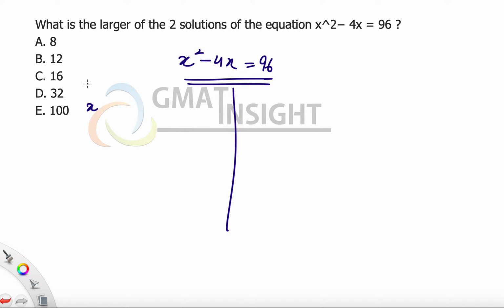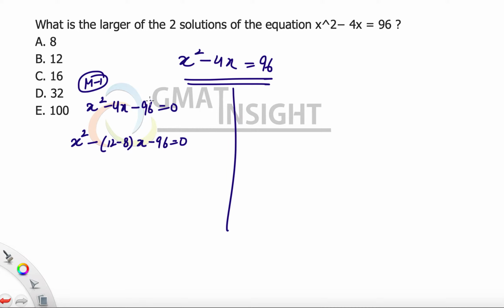So the first method is method number 1. You simply factorize it, x squared minus 4x minus 96 is equal to 0. So you have to break this 96 into two parts such that their sum or difference is 4. So 96 is divisible by so many things. Let us think. 12 into 8 is one thing that I can think of. That means I can say x squared minus 12 minus 8x minus 96 is equal to 0.